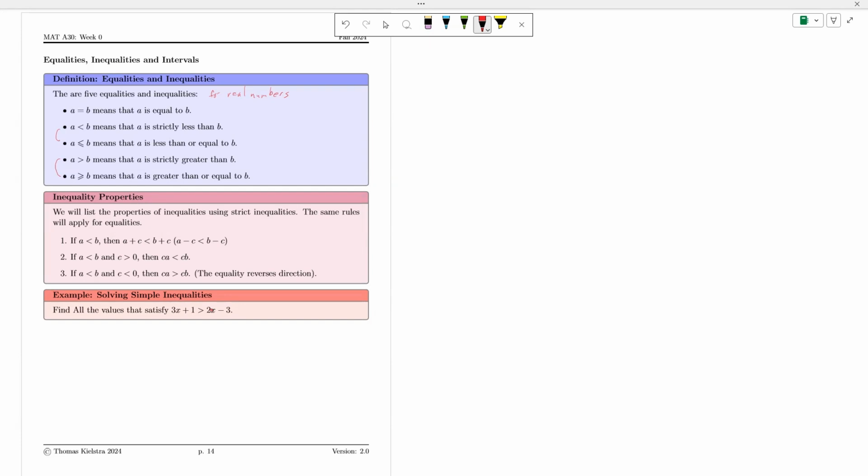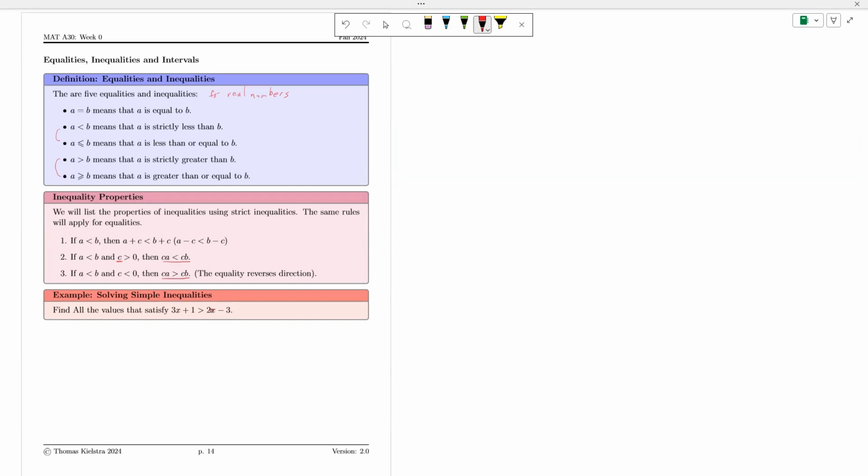Now, when we have constraints, there are certain things that we can do. If we have an inequality, A less than B or A greater than B, we can add an element to both sides or subtract an element from both sides, and we maintain our inequality. If C is a positive number and we multiply by it, our inequality stays the same. But if we multiply by a negative number, our inequality reverses direction.